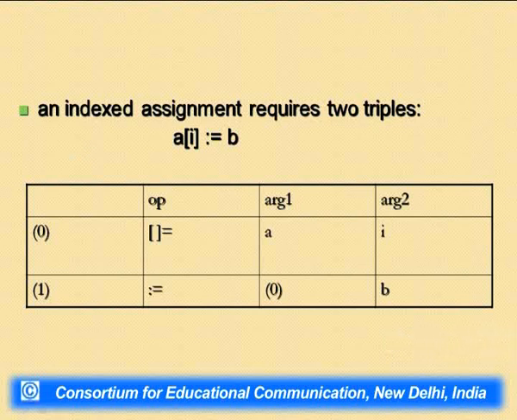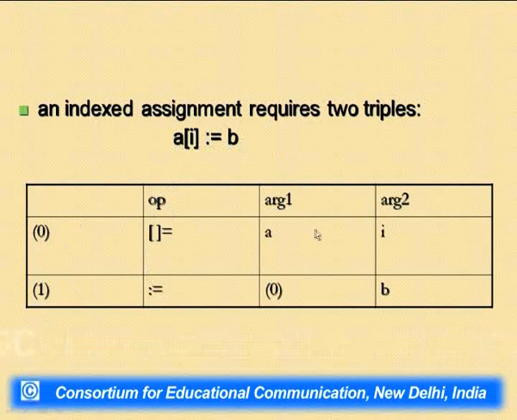I mean, we have reduced one column from it. Reduction of column means reduction of space, so triple seems to be better. Similarly, if we try to talk about one special case, index assignment requires 2 triples: A, I, B. That is, the ith element from the base address A will have the value B. So we can say that it will now actually have 2 triples.